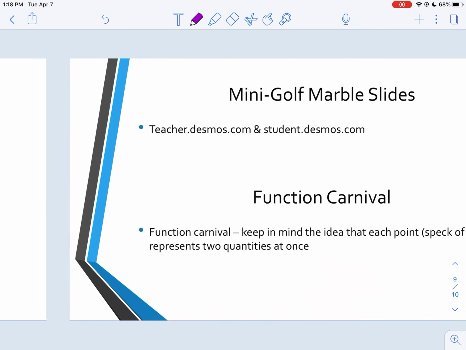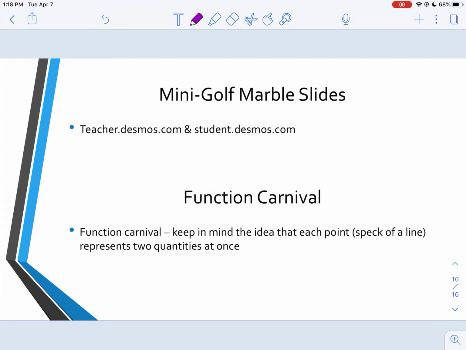Functions are really a special type of graph, but I'm not going to get into that in this video. The two activities you're going to complete, one is called Mini Golf Marble Slides. And this is really just working with X and Y coordinates and adjusting and thinking about if I want a line to go from here to here, what are the X coordinates here? What are the Y coordinates? And it actually gives it to you in table format. And so you're really just changing those X and Y coordinates to play mini golf is really what's going on.